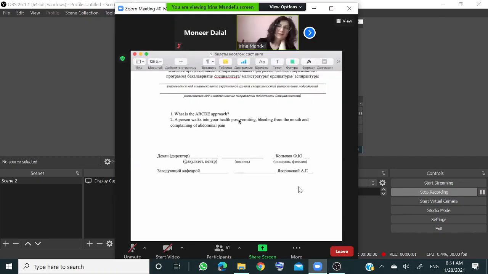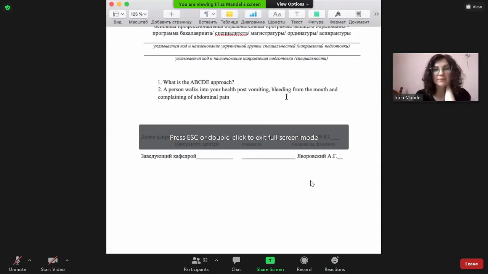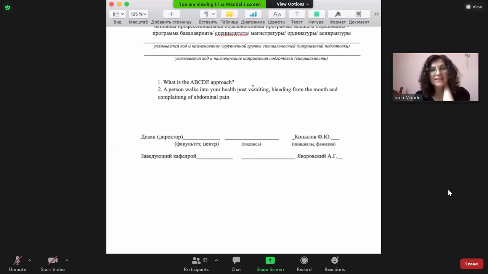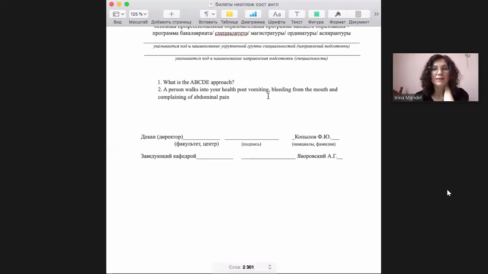First ticket. The second question about vomiting and abdominal pain. Not we surgeons, that answer of the question, suspect gastrointestinal bleeding. And here you should answer.